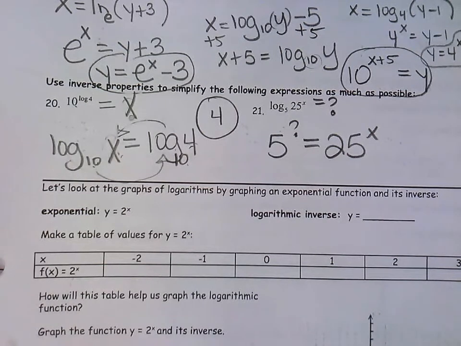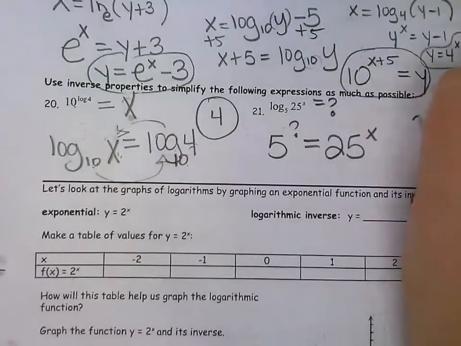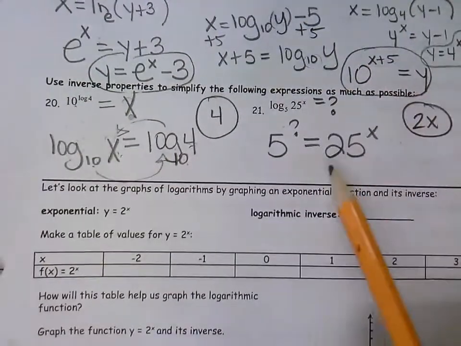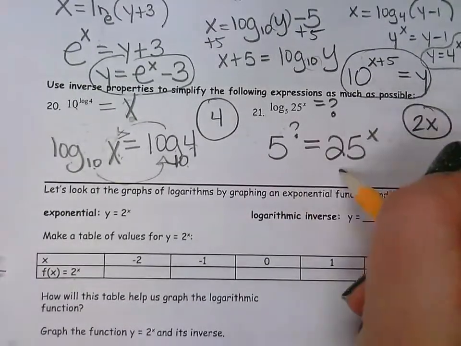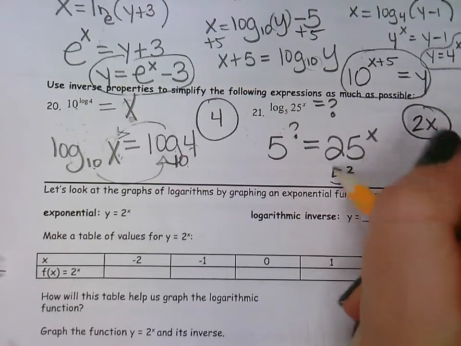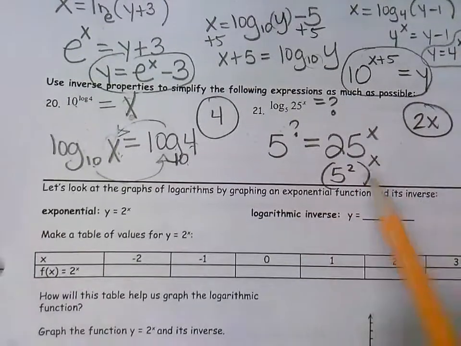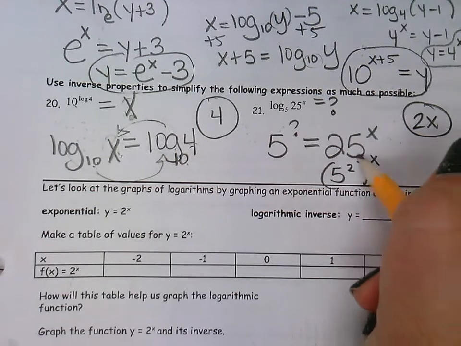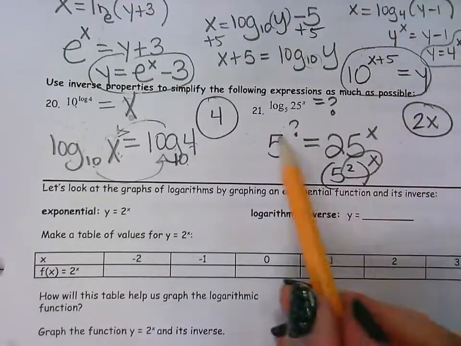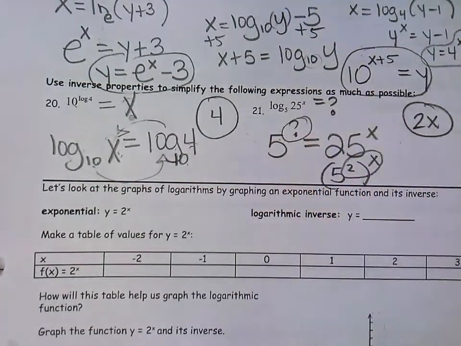It's just simplifying the expression. So the actual answer is going to be in terms of x. How can I make those two things equal? 2x. So the answer is 2x because this is 5 squared raised to the x power, right? 25 is just 5 squared. So see how this is 5 to the 2x? So to make them equivalent, this would have to be 2x.